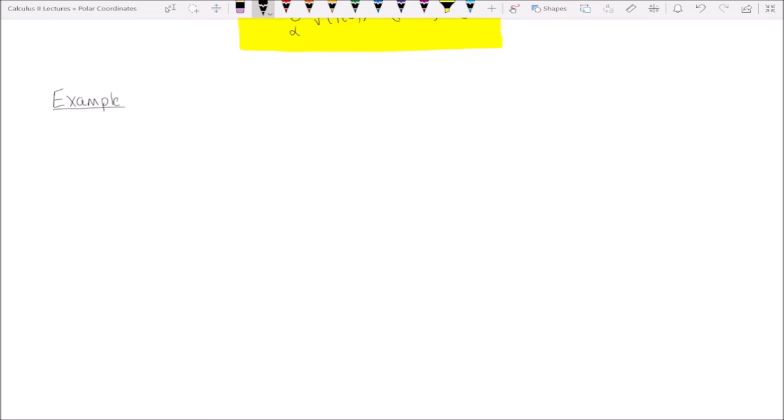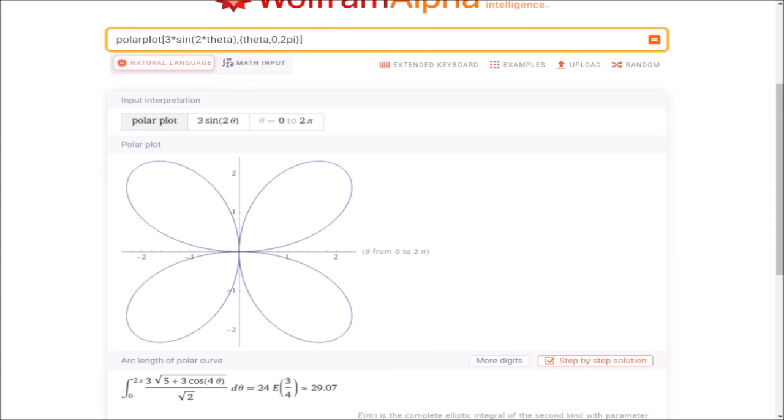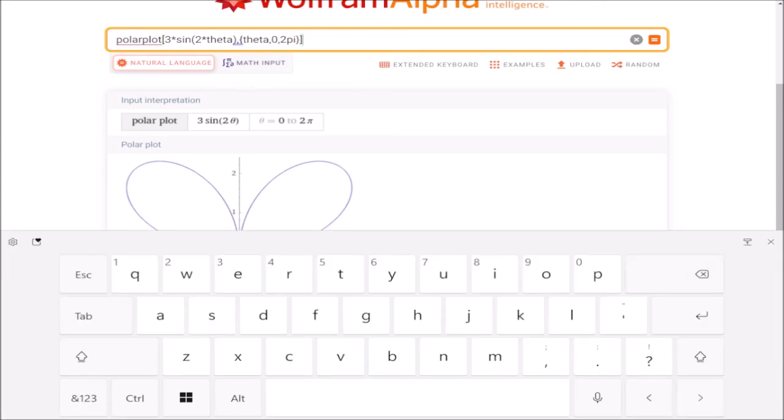Right? We're going to look at the curve 1 plus 4 cosine of theta and determine its arc length. So first what we need to do is determine intervals. So what we're going to have to do is look at the graph.